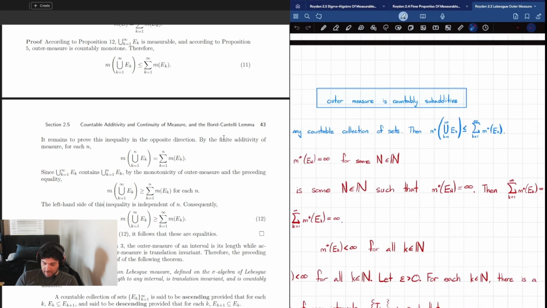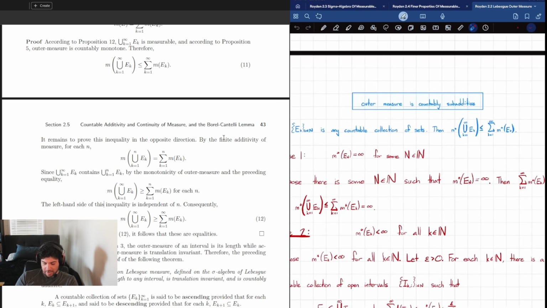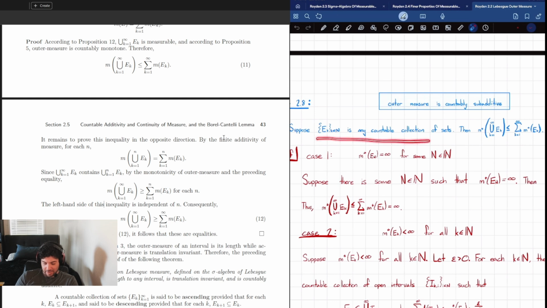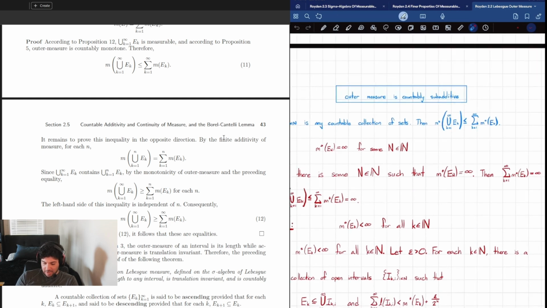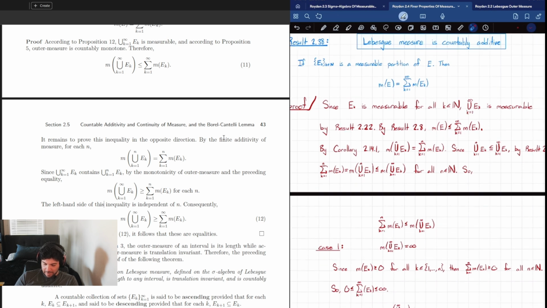We get this part almost for free because it's just a definition of outer measure. And so this only depends on a countable collection of sets. So we get this inequality almost immediately. The second part actually does depend on measurability of E.